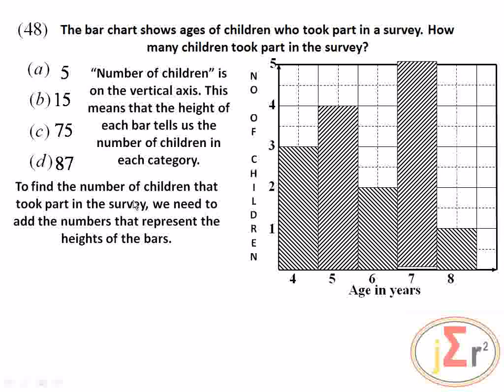So we are saying that since we need to determine the number of children that took part in the survey, we need to be mindful of the fact that number of children are on the vertical axis, and in order to find the total number of them in the survey, we need to find the number that is associated with each category, and we need to add those numbers. And we are going to make reference to the vertical axis like so. So for the first one, we have 3 children. Then in the next category, we have 4, and so on.